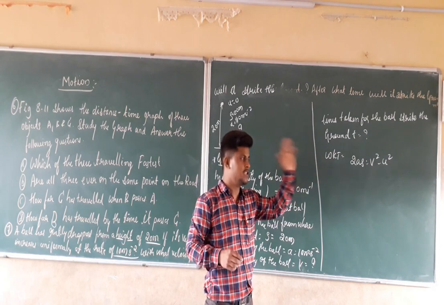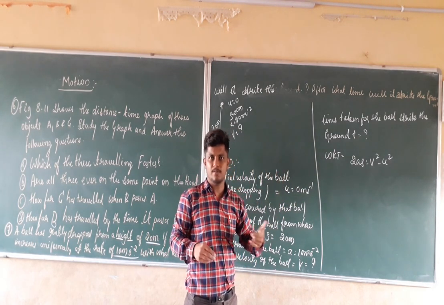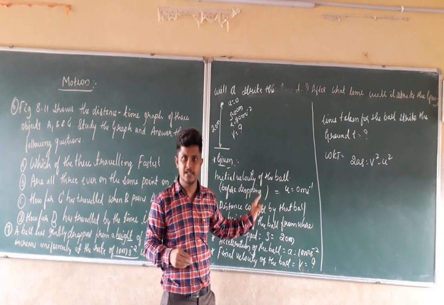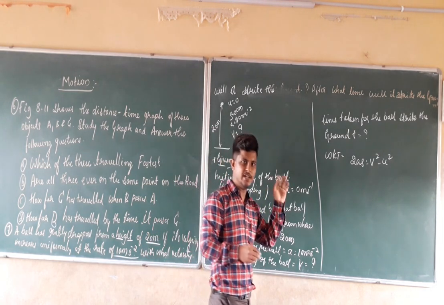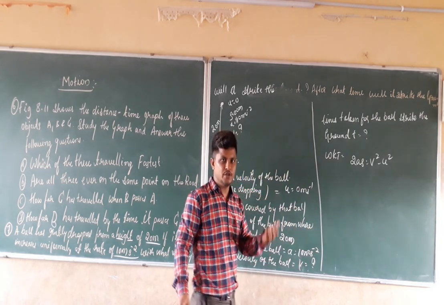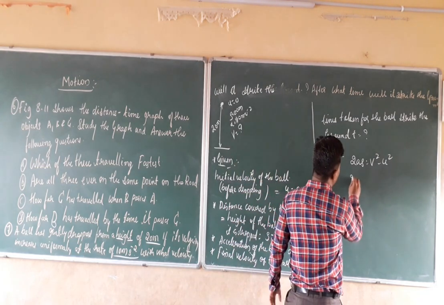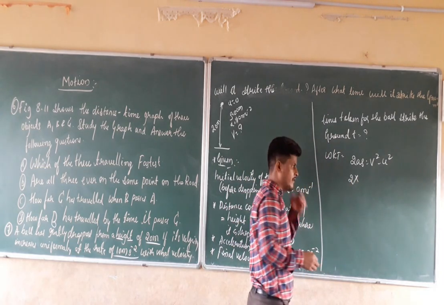So we are going to take this formula only. If you want to use s equal to ut plus half at square, the time is not given in this problem, so we are not going to use that equation. And there is no value of v, so we are directly going to take this equation. So what is the value of a? The value of a is given as 10.